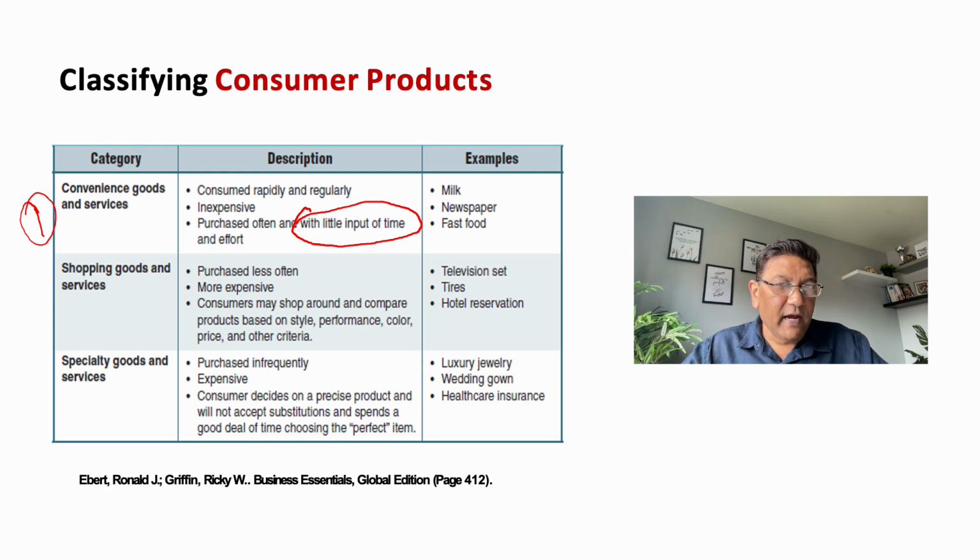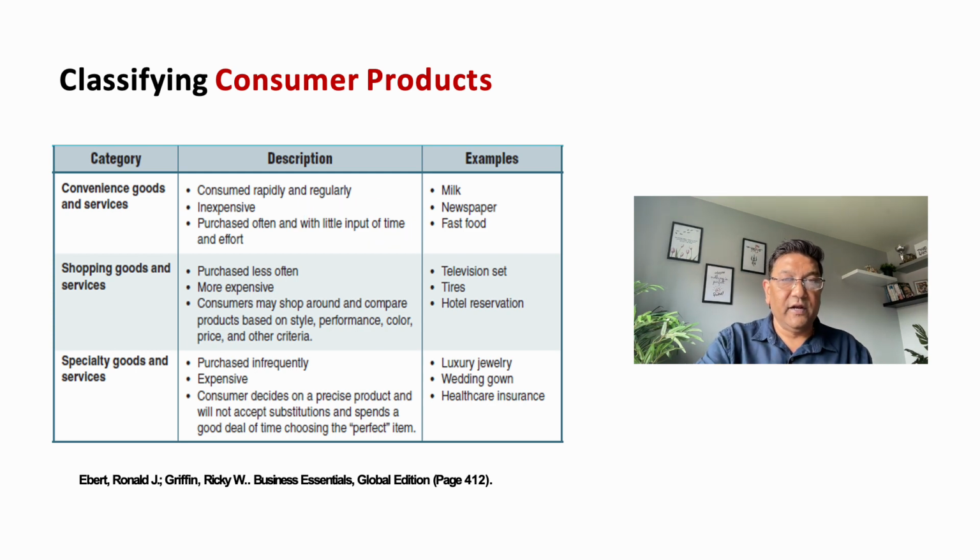So that is one type of category. All those products that people consume very regularly, like milk, newspaper, fast food, those are the convenience products.